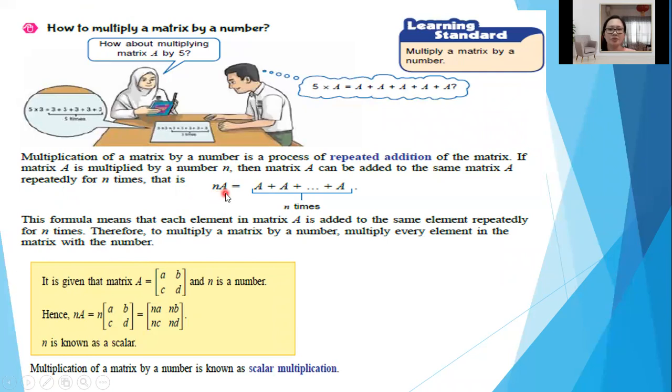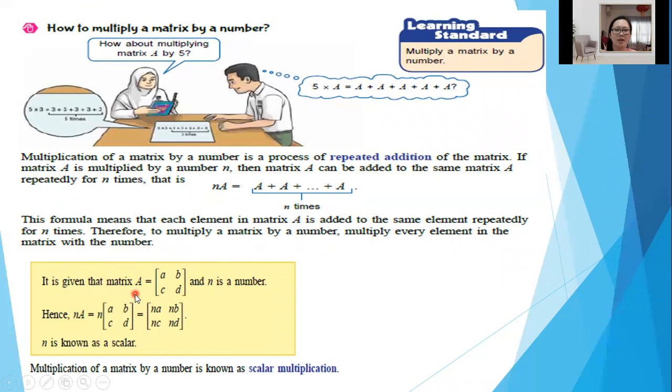Okay, so n is the number, just like 3 times 2. 3 times 2 means 2 plus 2 plus 2. n means the number, how many times it is repeated. So this formula means that each element in matrix A is added to the same element repeatedly for n times. Therefore, to multiply a matrix by a number, multiply every element in the matrix with the number.